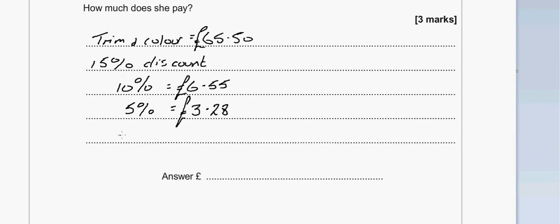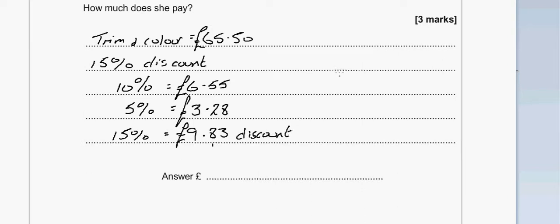Okay, so 15% will be these two added together. So 8 and 5 is 13, so we carry the 1, 5 and 2 is 7, and 1 is 8, 6 and 3 is 9. So this is the discount.